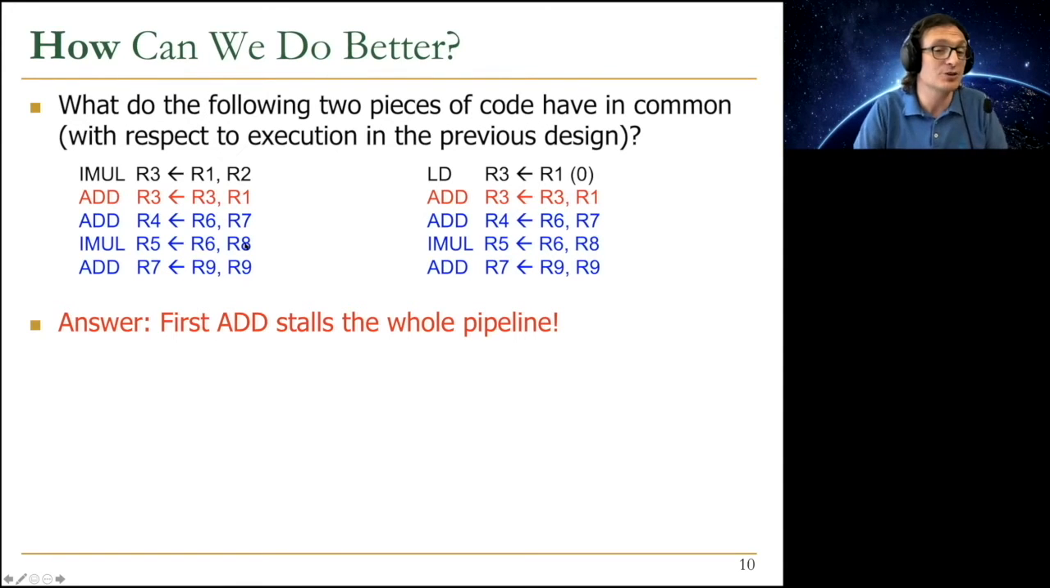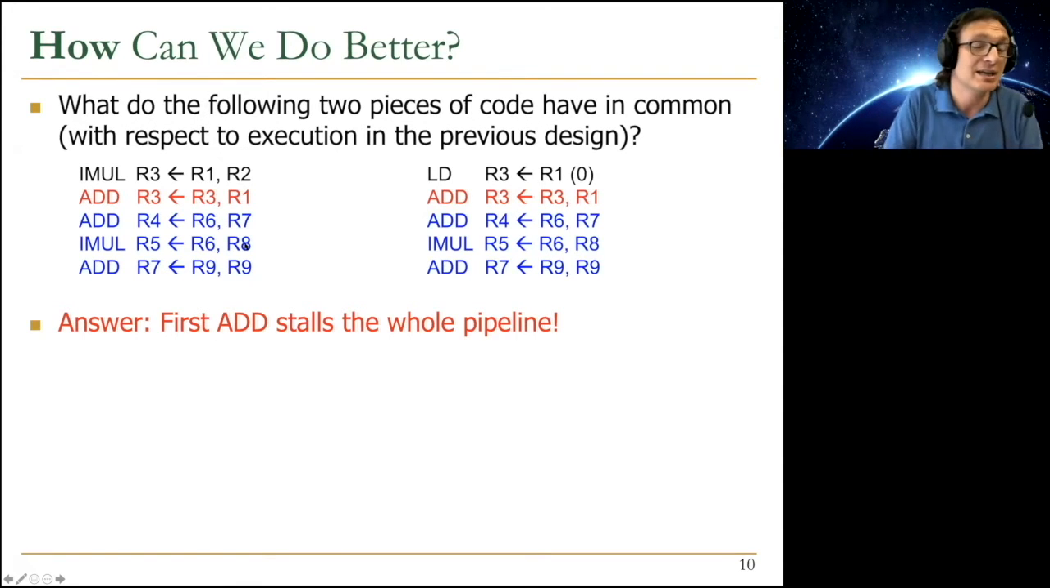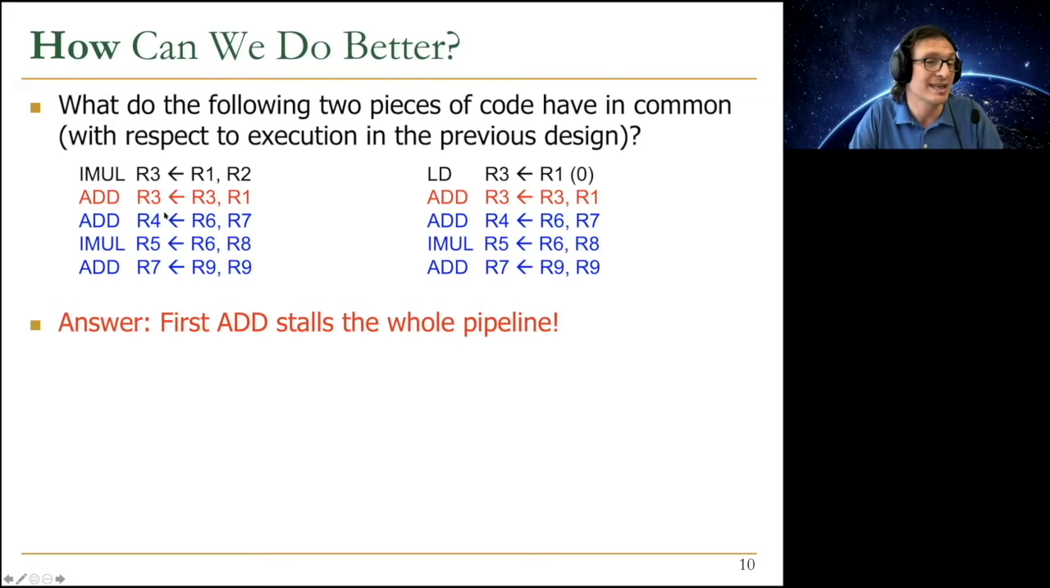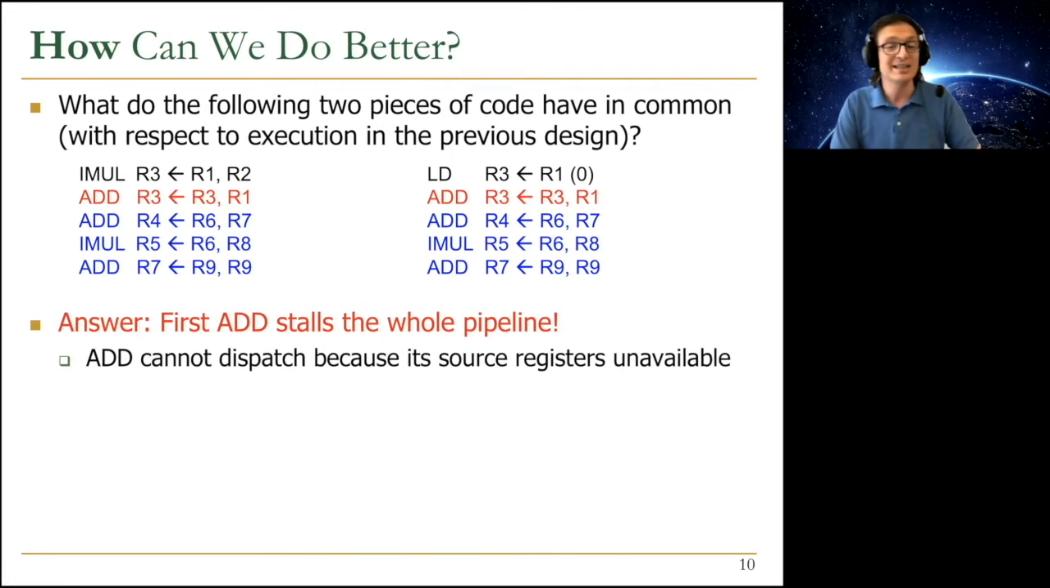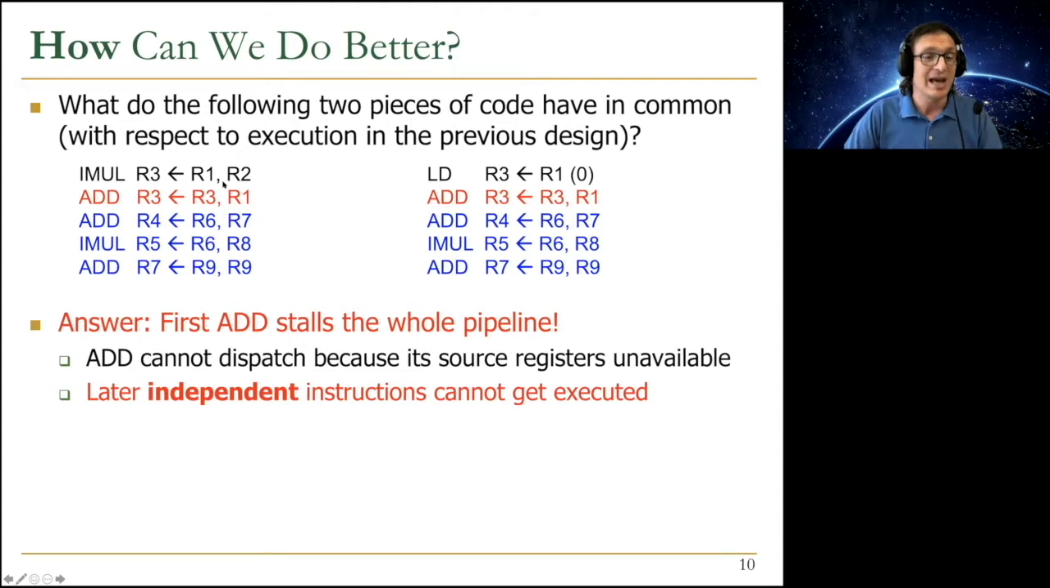But the blue ones are actually independent. We should be able to execute them without waiting for the add instruction and the multiply instruction, or the load instruction in the second case on the right over here. So basically, the problem is that add stalls the whole pipeline. Add cannot dispatch because its source registers, in particular its source register R3 in this case, not necessarily R1, is unavailable. And as a result, later independent instructions cannot get into the pipeline, and they cannot be executed, even though they're completely independent.